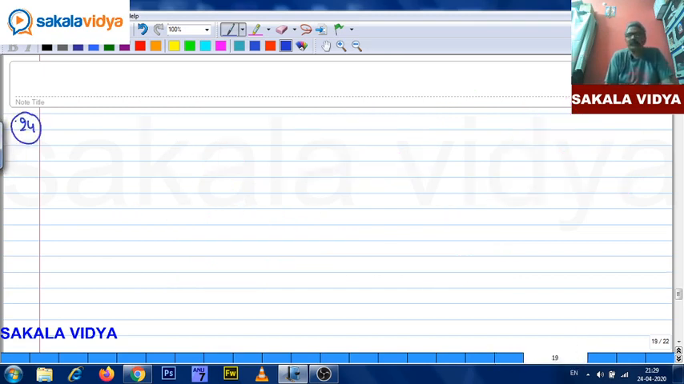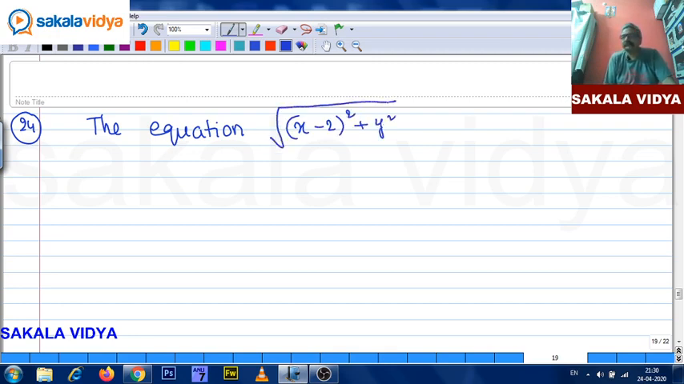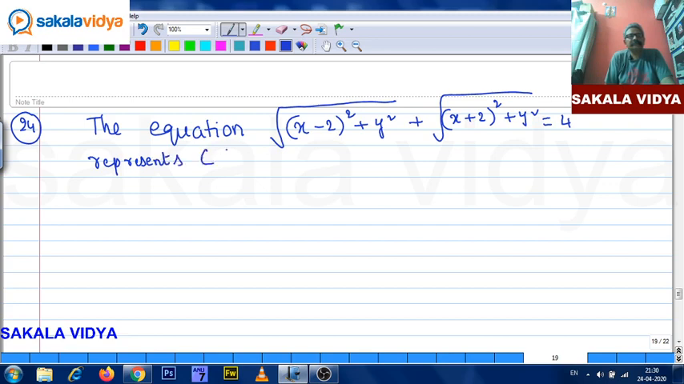24th question. The equation square root of (x minus 2) whole square plus y square, plus square root of (x plus 2) whole square plus y square, equals 4, represents what? What does it represent?